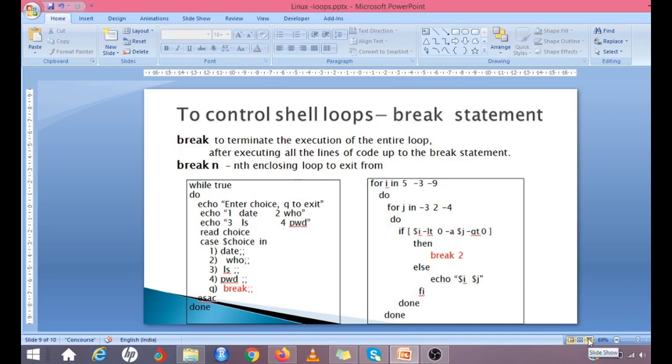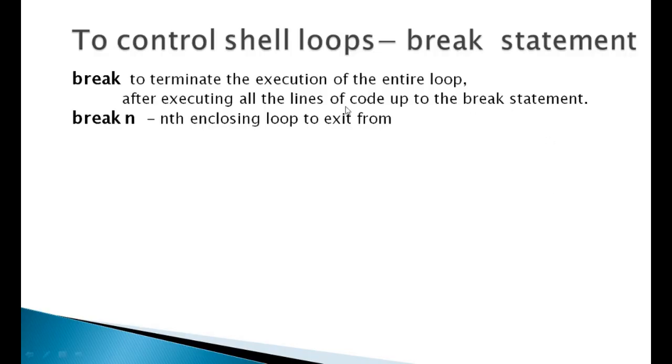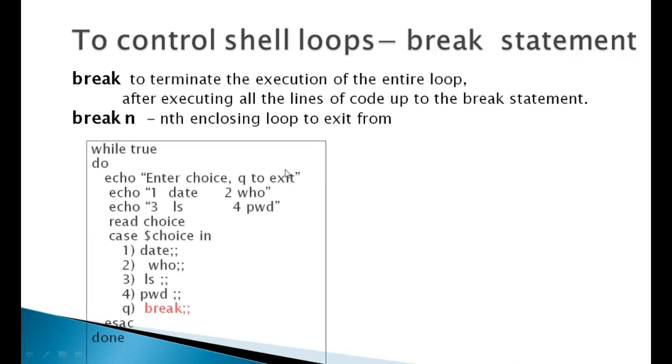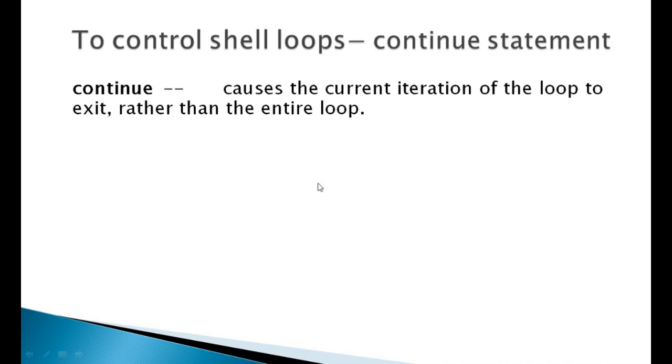We'll continue with the next statement. Next will be the continue statement. Continue causes the current iteration of the loop to exit rather than the entire loop. In the break statement, the control comes out of the loop, either the first loop or the second loop, depending upon whether you give a break or a break followed by a number. But this continue will not come out of the loop, it will just cause the current iteration to exit. So it will continue in the entire loop, only the current iteration will be exited.